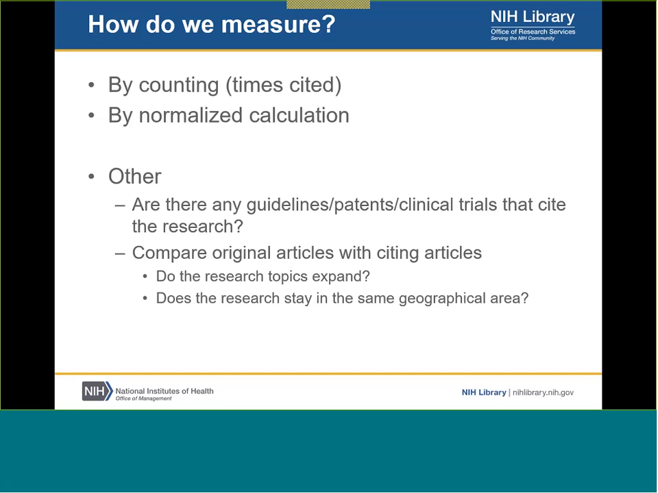Or we can compare our original article with the citing articles. We can look at the research topics. Do they expand? My research is on bibliometrics, but when people cite my research, maybe they're in the field of, say, bioinformatics, or maybe social behaviors. If that's the case, we can say that the research topics expand to different fields, meaning that we have impact in other fields.